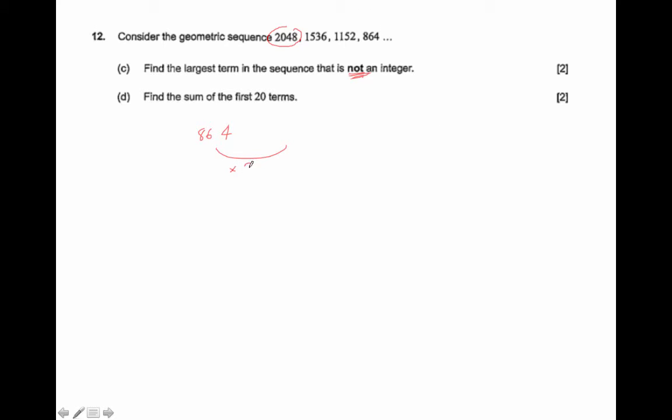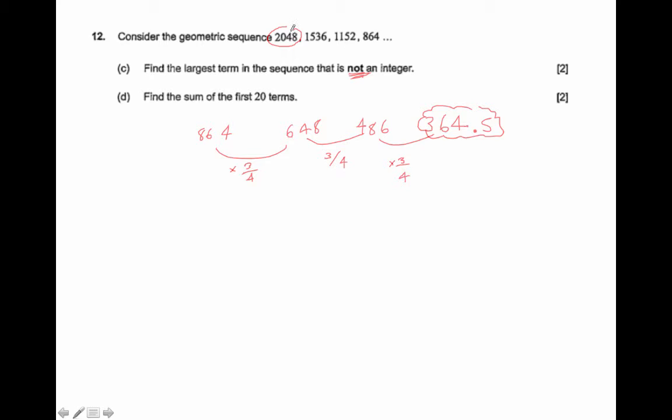So if I times by 3/4, we already calculated the next one would be 648. If I times by 3/4 again, the next one would be 486. And if I times 486 by 3/4, the next one would be 364.5. And they're only going to get smaller from there. So this is the largest number that is not an integer.